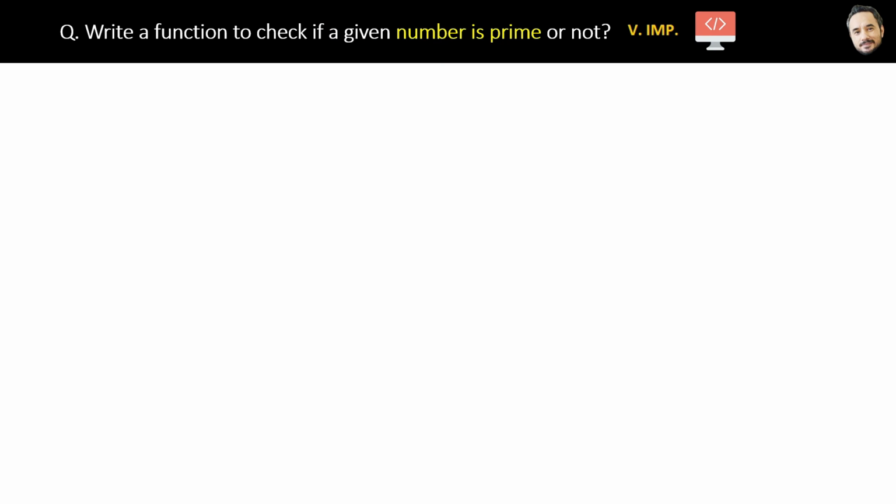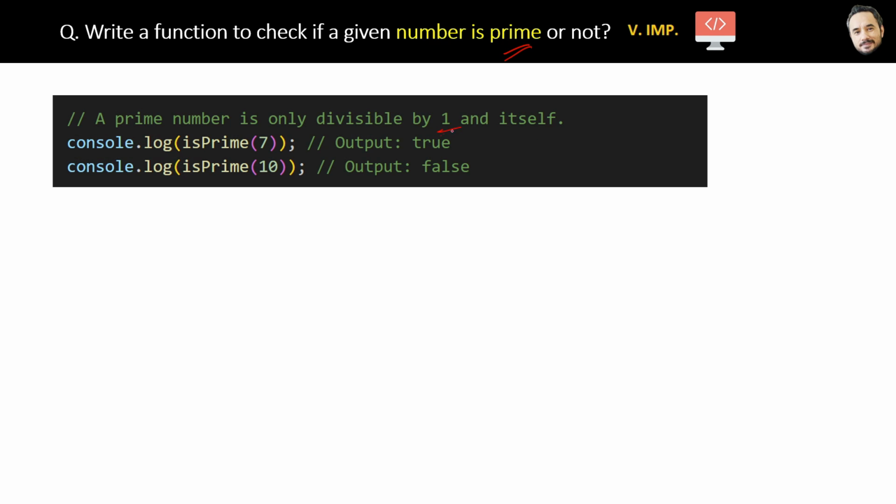Write a function to check if a given number is prime or not. Good question by a great teacher. So we know the prime numbers, right? A number which is only divisible by 1 and itself. For example, 7 is a prime number. So we should get the output for 7 as true.